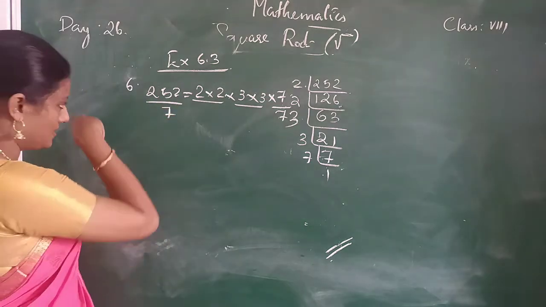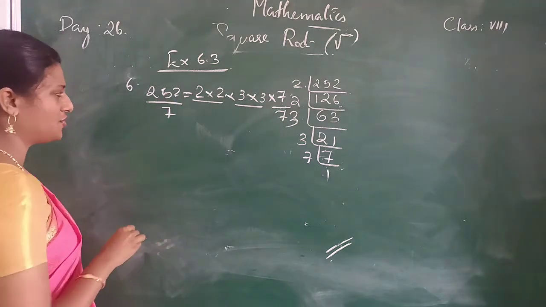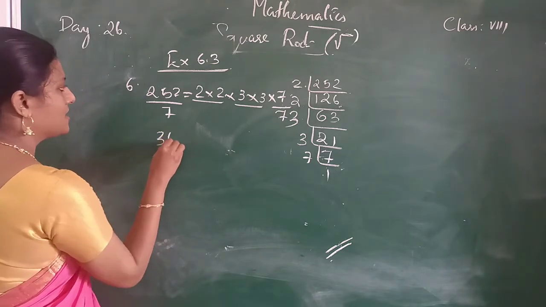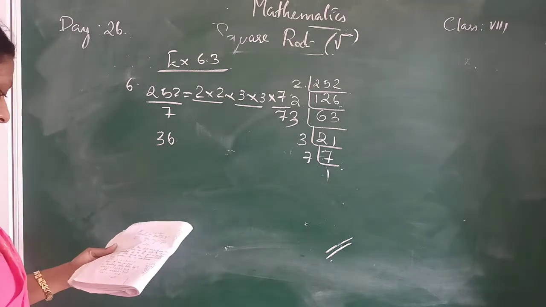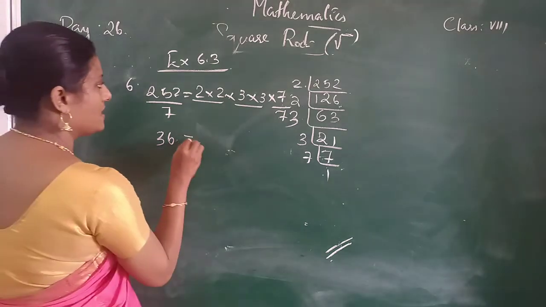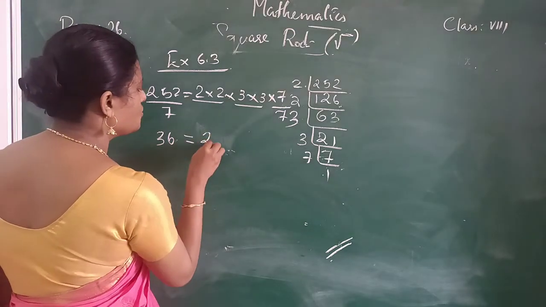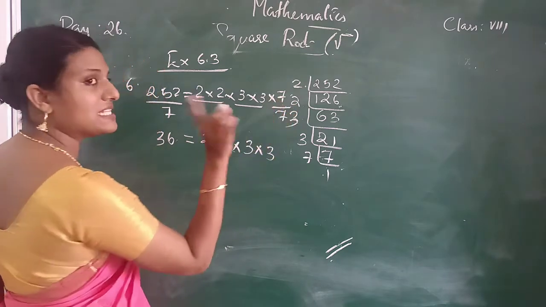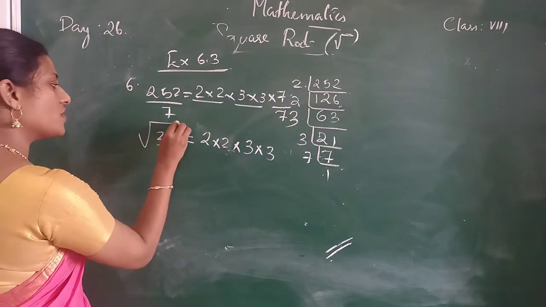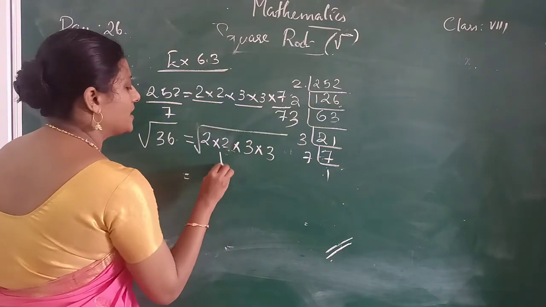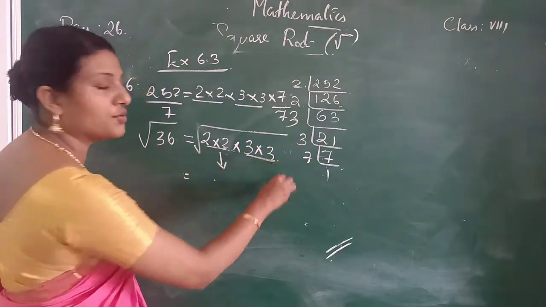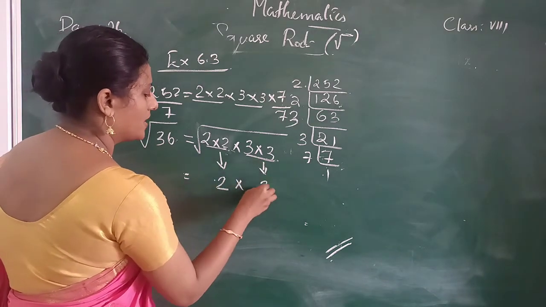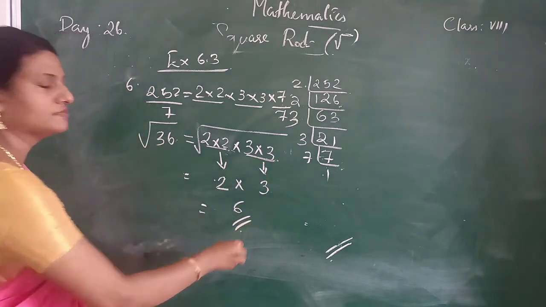So your answer is, when you divide 252 by 7, you will get 36. Yes, 36 is equal to 2 into 2 into 3 into 3, because 7 by 7 is 1. Next, what is the square root of 36? Bring down 1 from each pair: 2 into 2, 3 into 3. So bring down one 2 and one 3. What is the answer? 6.